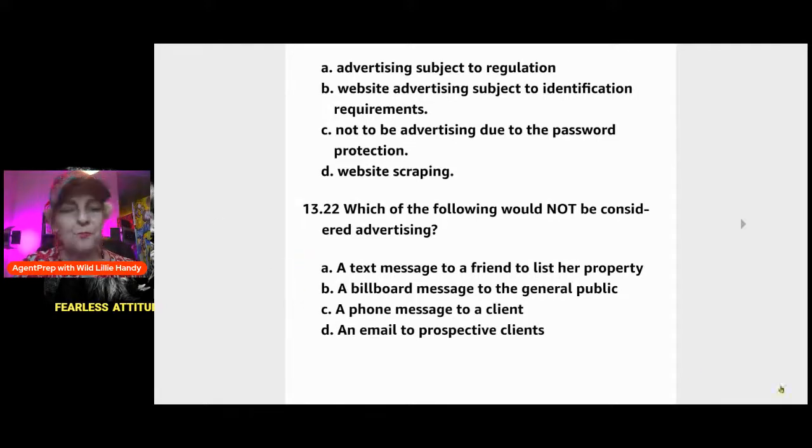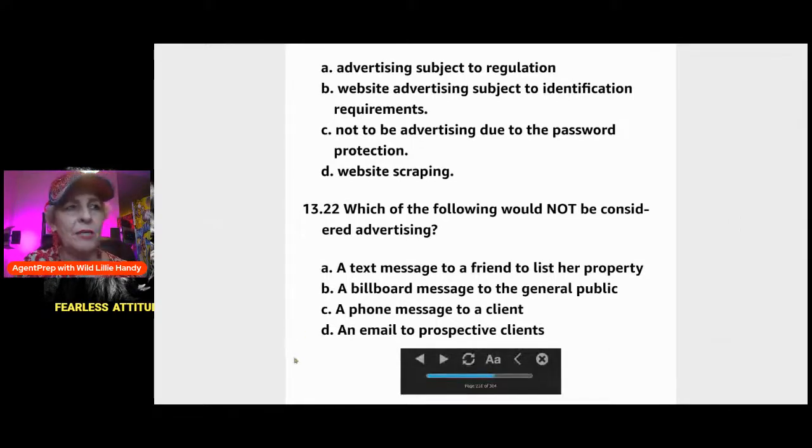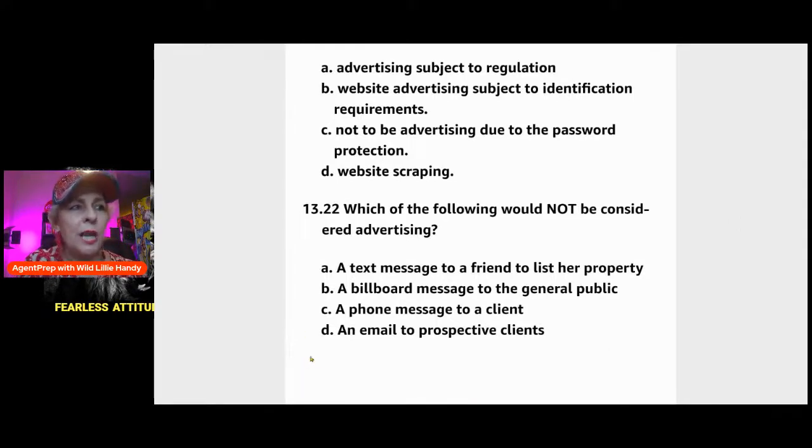Number 22, which of the following would not be considered advertising? A, a text message to a friend to list her property. B, a billboard message to the general public. C, a phone message to a client. Or D, an email to a prospective clients. Which one would not be considered advertising? Because now we can send texts and emails.